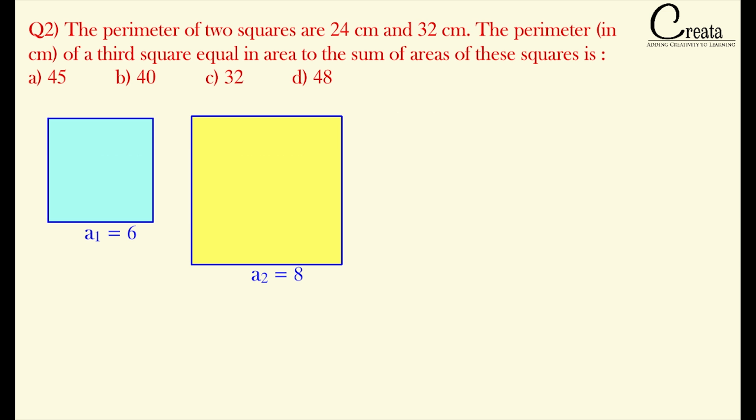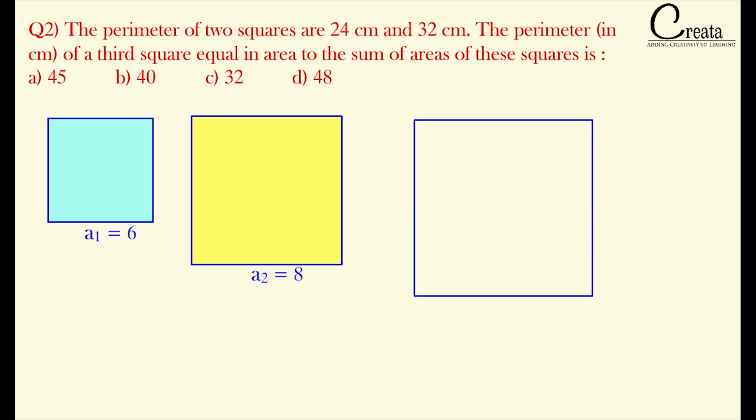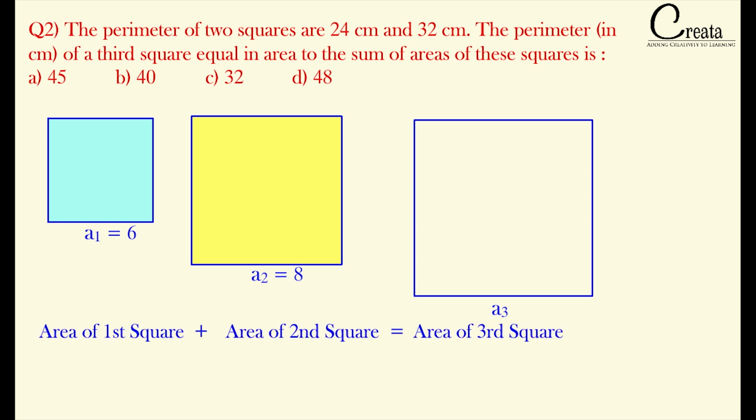Moving further, the question is talking about a third square and we have to calculate the perimeter of the third square. Let's have a third square and denote its side as A3. Further, it is given that the area of the third square is equal to the sum of the areas of the first two squares. Means area of third square is equal to area of first square plus area of second square.